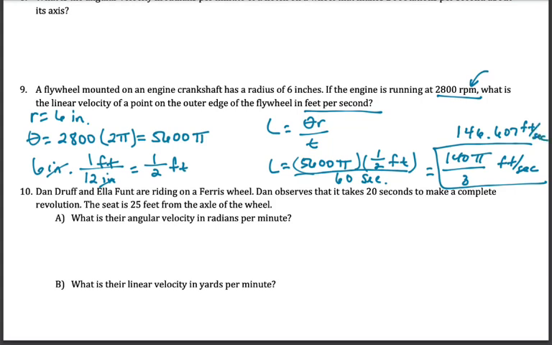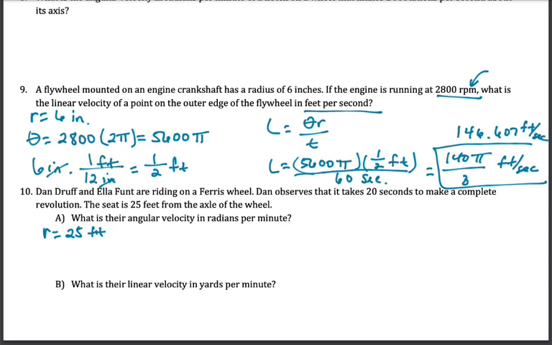All right, on number 10, we have Dan and Elephant riding on a Ferris wheel. Dan observes that it takes 20 seconds to make a complete revolution. The seat is 25 feet from the axle of the wheel. What is your angular velocity in radians per minute? So we know our radius is 25 feet. That's really not needed for angular velocity.